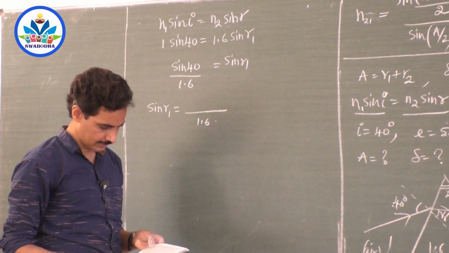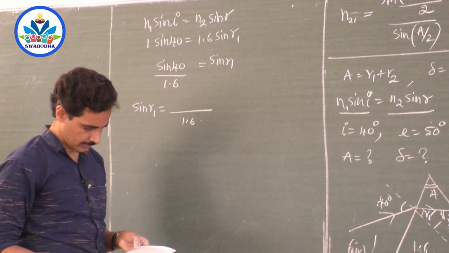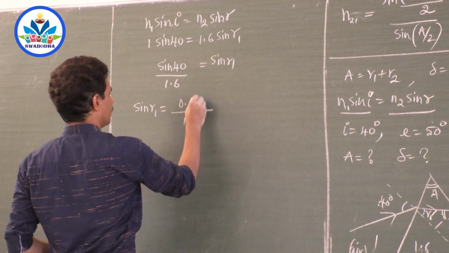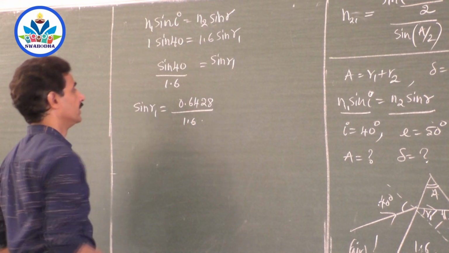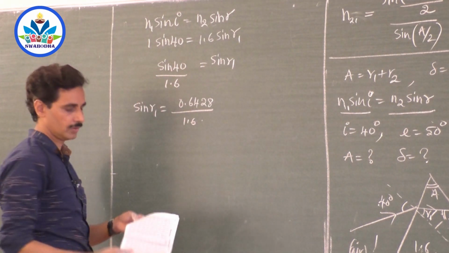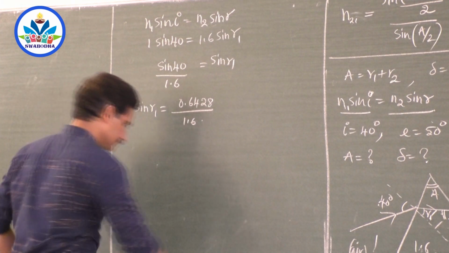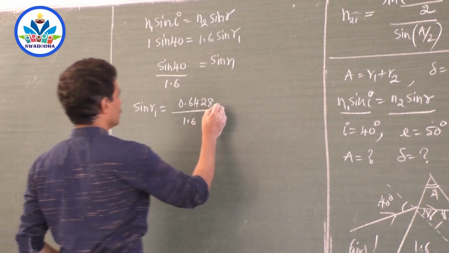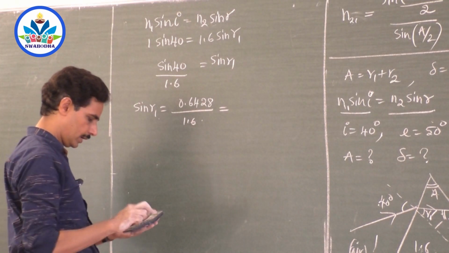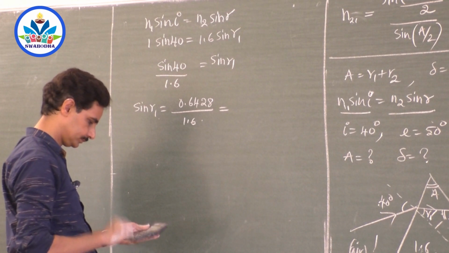And in my book it is written 0.6428. 0.6428 is the answer. You see, sin 30 is half, right? Half means 0.5. Sin 40 is greater than this, greater than 0.5. 0.6428 is the sin 40 value. Okay? That is equal to sin R1. What is 0.6428 divided by 1.6? 0.6428 divided by 1.6.